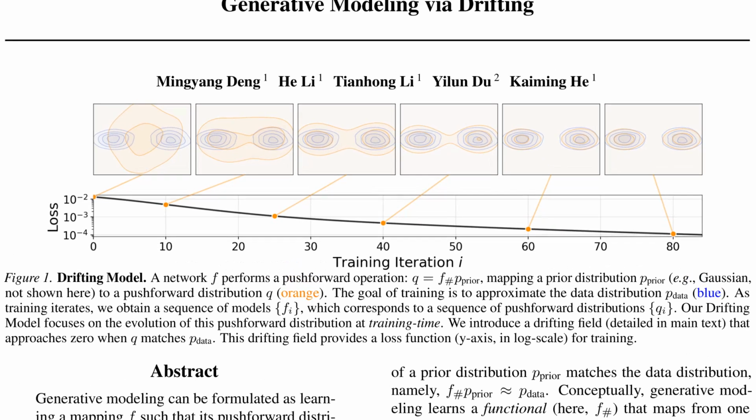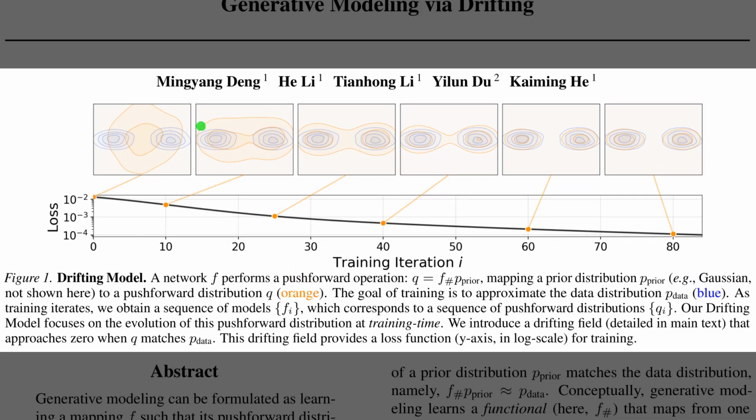So Figure 1 illustrates this core concept of shifting the evolution to training time. The top row displays a sequence of contour plots where blue lines represent the target data and orange lines show the model's output. Initially on the left, the model is inaccurate, but as training progresses rightward, the orange contours drift to perfectly overlay the blue data. The graph below tracks this convergence, plotting the drifting loss on a log scale against training iterations, showing how minimizing this drift successfully aligns the two distributions.